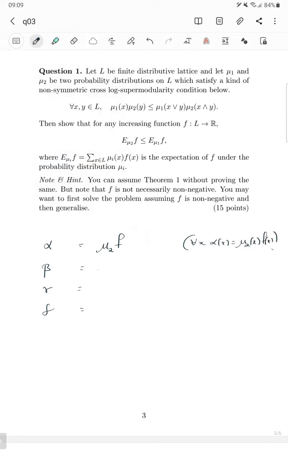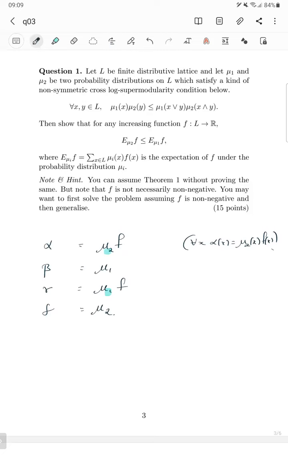Alpha is mu2 f. Beta is mu1. Gamma is mu1 f. Yeah. And so delta is mu2. Everybody, this is what you have to note. This is not the same. One is mu2 f. Other is mu1 f. Yeah. Delta is mu2. So here also there is a swap.